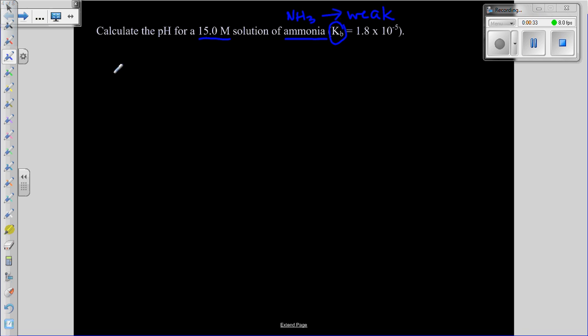So just like when we did the acids, the first thing we're going to do is write the dissociation reaction. Now for bases, you're going to want to write water with them because water is going to donate the proton that the base will then accept. And that will give us ammonium and hydroxide ion.